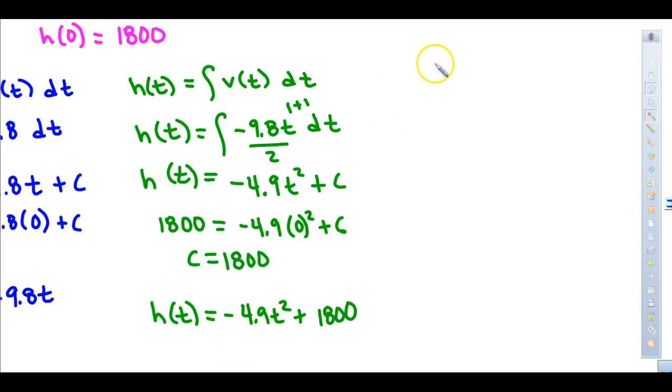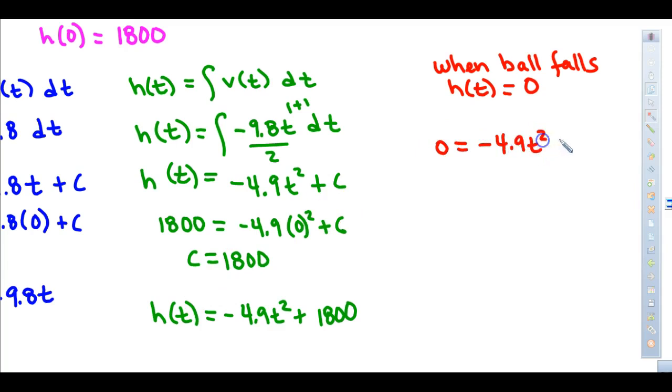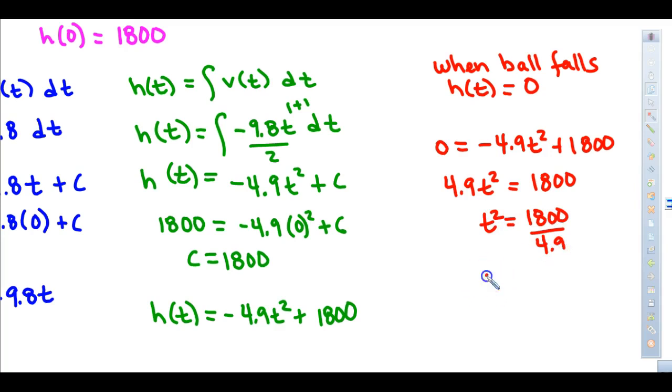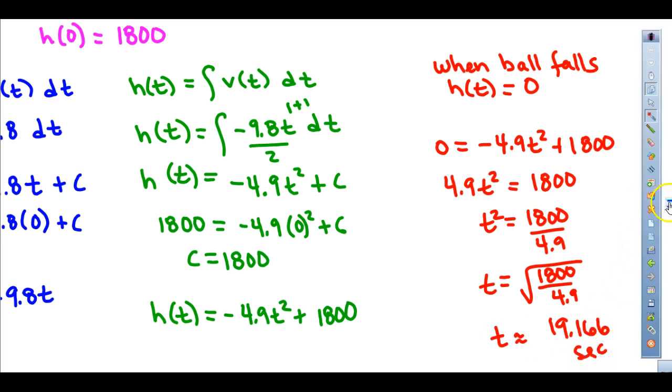So when the ball falls, h of t has to equal 0, meaning it has no height anymore. So we're going to put 0 in the place of height, and we're going to solve this equation. Time is going to be positive, so we're just going to take the positive square root of all that stuff right there. If I didn't have a calculator, this is exactly how I would leave it. With the calculator, I would know that that's going to be about 19.166 seconds. And with that, we are finished.